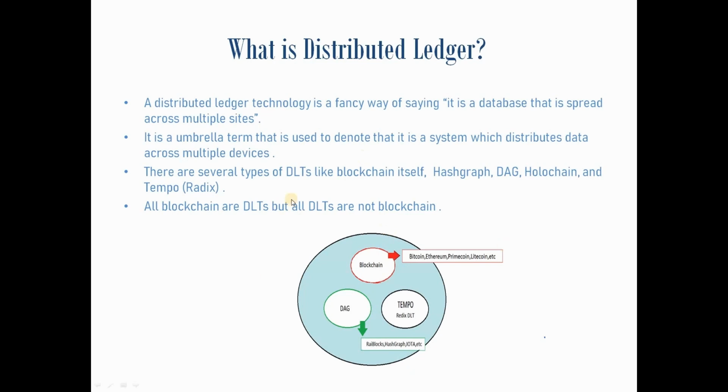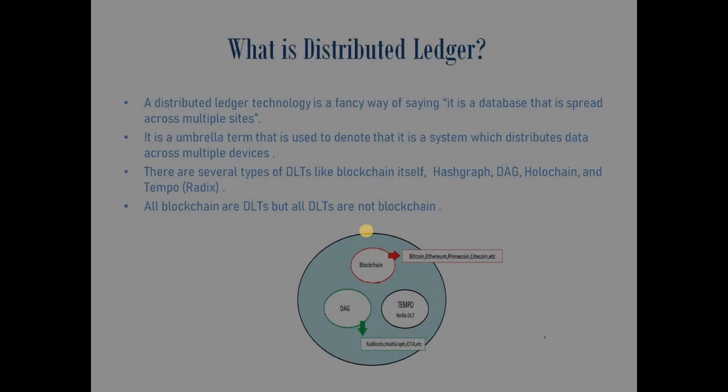As you can see in this diagram, the blockchain, DAG and Tempo are subsets of the whole set, distributed ledger technology. DAG consists of array blocks, hash graph, IOTA, etc. I am not going into the depth of these things, but you should know this. And blockchain consists of Bitcoin, Ethereum, Prime Coin, and Litecoin, and there are many more coins you may know.